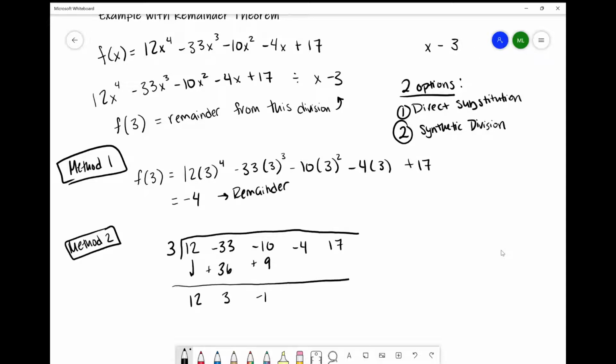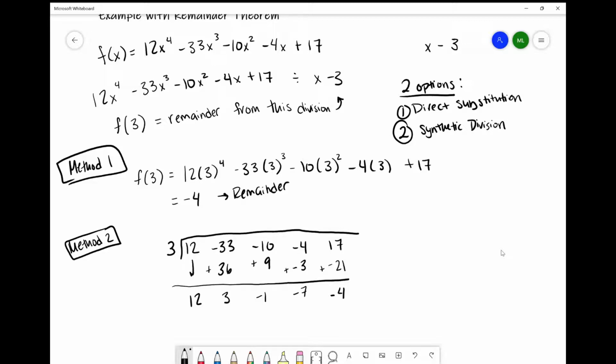Then it's 3 times -1, which is -3. Add those two together, -4 plus -3, -7. Then you have 3 times -7, which is -21. Bring it to the next value. Add those together, 17 plus -21, you would get -4.